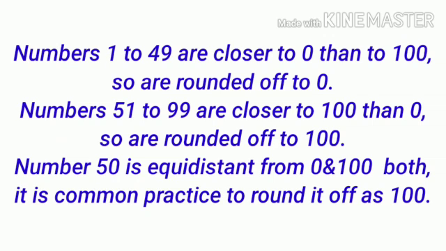Numbers 1 to 49 are closer to 0 than to 100. So they are rounded off to 0. Numbers 51 to 99 are closer to 100 than to 0. So they are rounded off to 100. Number 50 is equidistant from 0 and 100 both. It is common practice to round it off as 100.